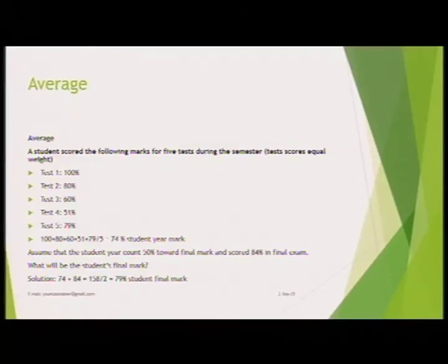Now we are assuming that the year mark counts 50% toward the final mark and the student scored 84% in the final exam. What will be the student's final mark? We have 2 scenarios here, the 50% and the 84, so there are 2 counts. The solution is 84 plus 74, which is equal to 158, divided by 2. Why 2? Because there's a 50 and an 84, these are 2 counts. It's equal to 79, a distinction, the student's final mark.